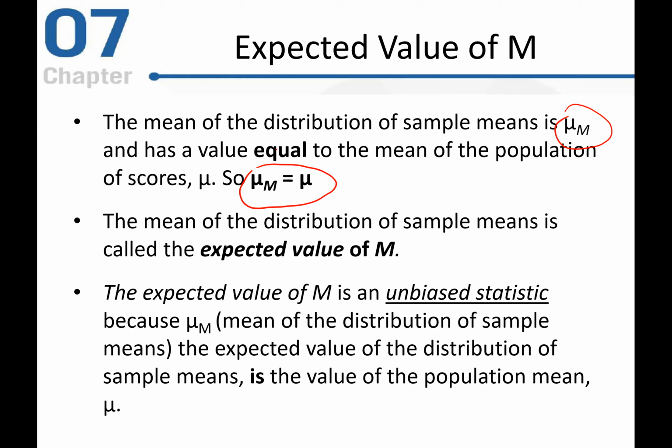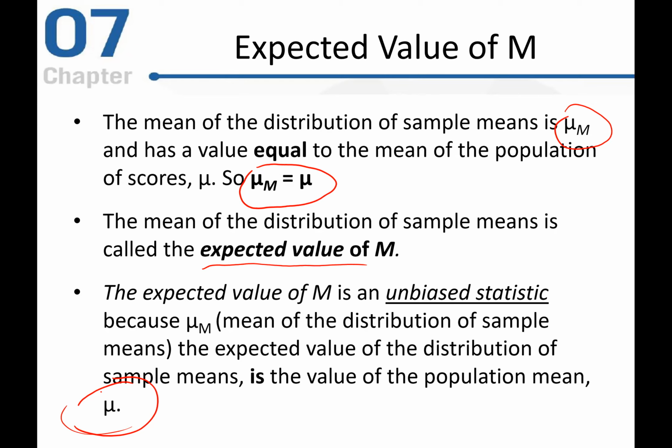And so the mean of the distribution of sample means is also called the expected value of M, the expected value of the mean. The expected value of the mean is what we would consider to be an unbiased statistic, because the mean of the distribution of sample means, also known as the expected value of the mean, is the value of the population mean. If you average all of those sample means of a certain sample size, you are going to get the population mean of the scores.